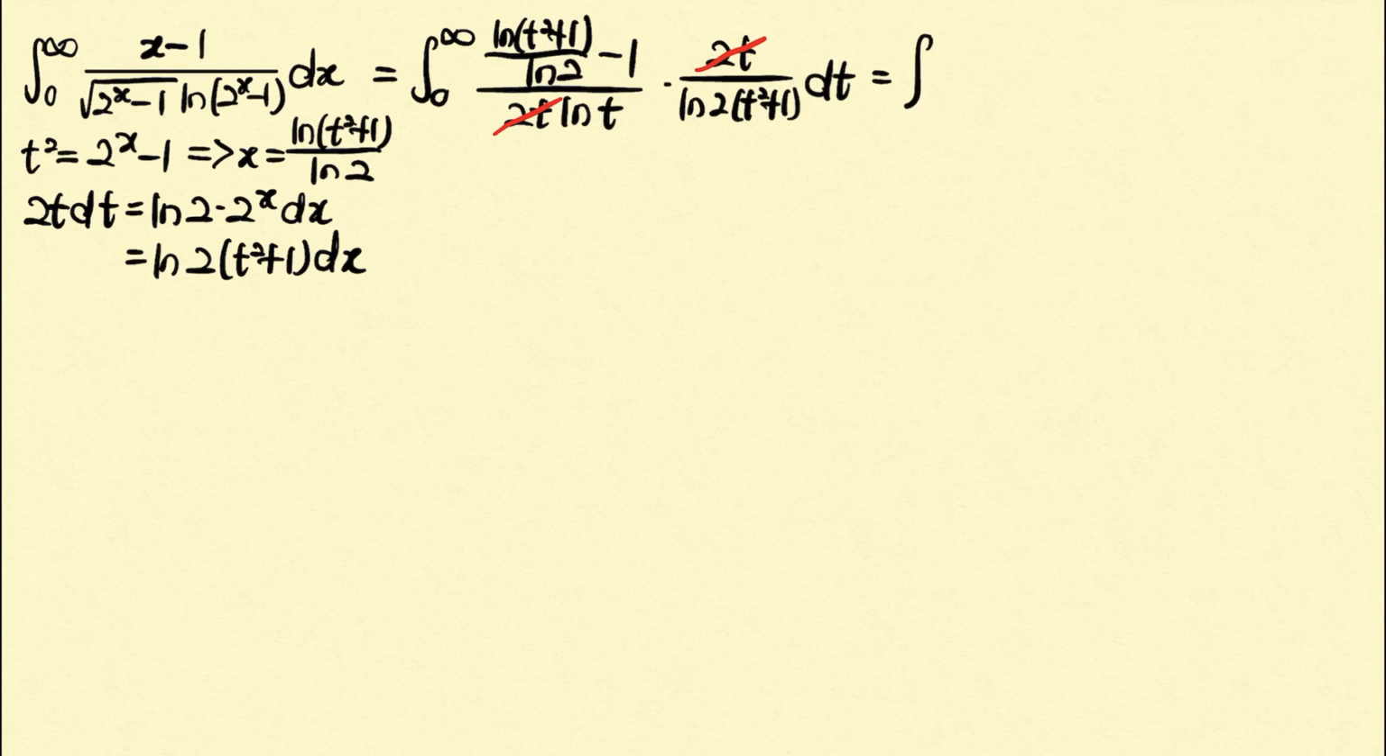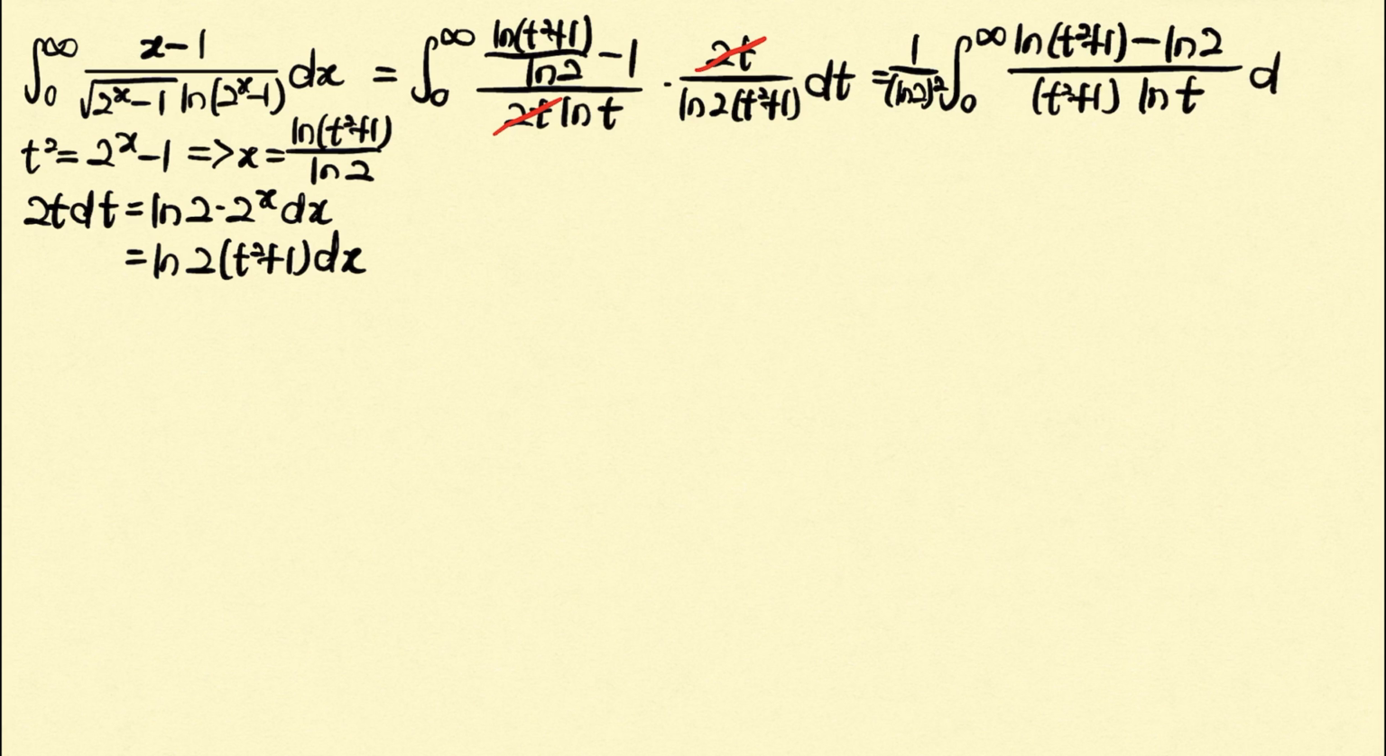By some simplification and manipulation, you will get that this is equal to the integral from 0 to infinity. Oh, there is a constant in front, which is actually 1 over the square of natural log of 2. And then the integrand will be natural log of (t squared plus 1) minus natural log of 2, all over (t squared plus 1) natural log of t, dt. Okay, so now I will denote this whole thing as the integral I.